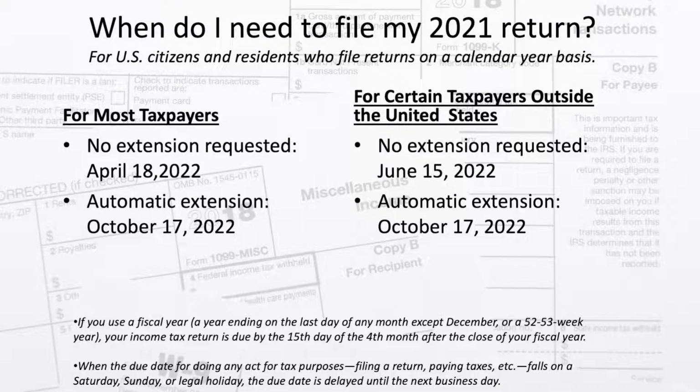Moving on to the next slide here, when do I need to file my 2021 tax return? Now this is for U.S. citizens and residents who file returns on a calendar year basis, not a fiscal year. So for most taxpayers, without any extensions, the latest you can file your tax return is April 18th of 2022. And then if you have that automatic extension, it brings you to October 17th of 2022.